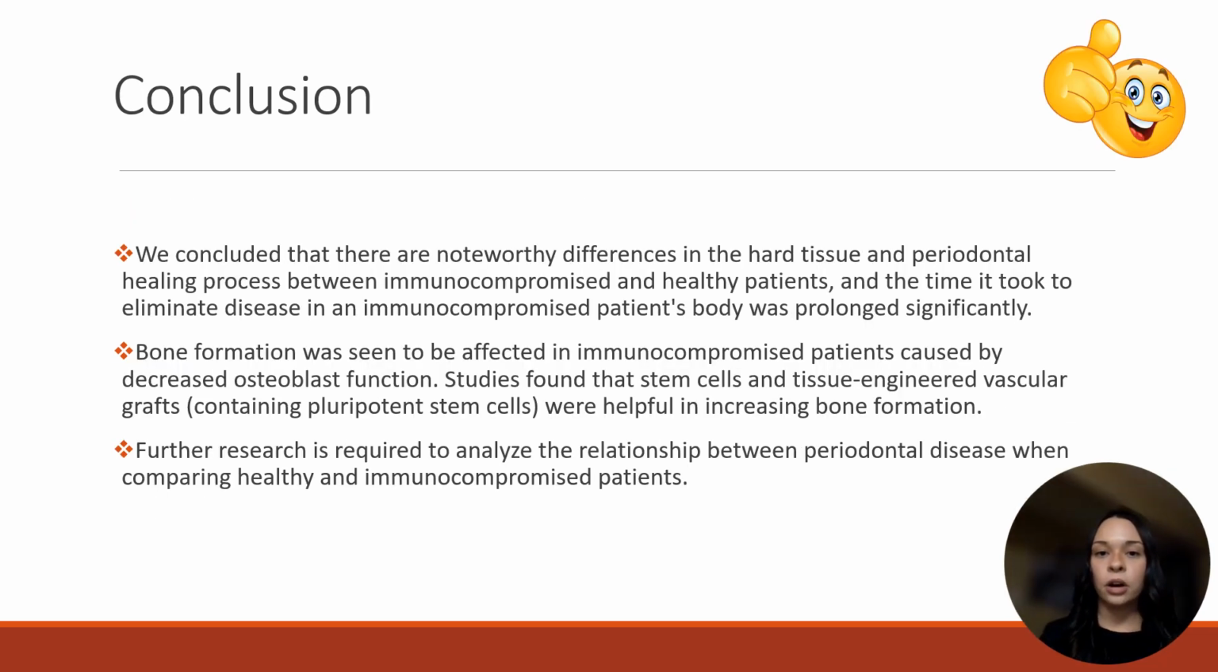In conclusion, there are noteworthy differences in the hard tissue and periodontal healing process between immunocompromised and healthy patients, and the time it took to eliminate disease in an immunocompromised patient's body was prolonged significantly. Bone formation was seen to be affected in immunocompromised patients caused by decreased osteoblast function. Studies found that stem cells and tissue-engineered vascular grafts were helpful in increasing bone formation. Finally, we believe that further research should be conducted to analyze the relationship between periodontal disease and comparing healthy and immunocompromised patients.